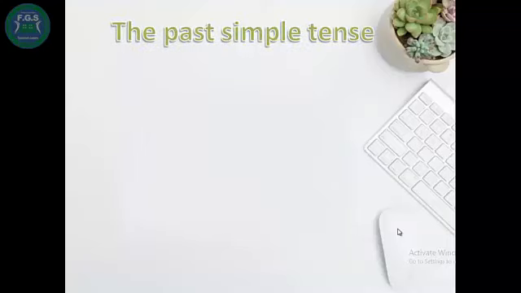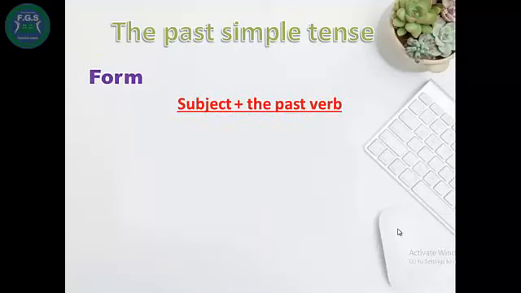Our rule today is the past simple tense. We form the past simple tense from subject plus the past verb. My father bought a new car last year. My father is the subject, bought is the past verb.